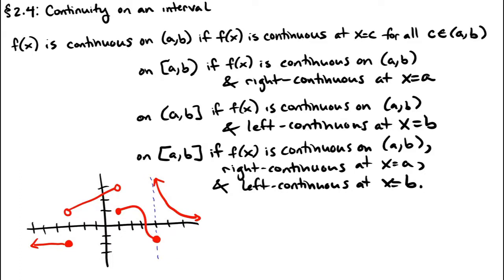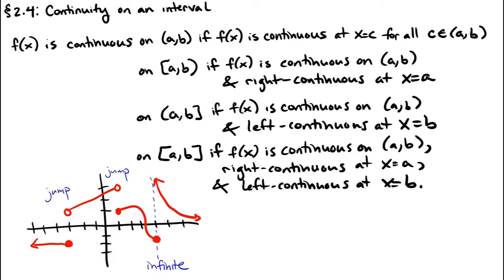Consider the function shown in this graph. Pause the video and decide what are the maximal intervals where this function is continuous. We should start by identifying the points of discontinuity. There are two jump discontinuities at x equals -3 and x equals 1. And there's also an infinite discontinuity and vertical asymptote at x equals 4.